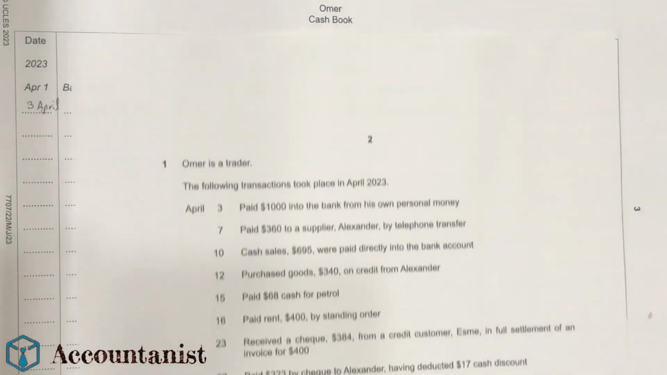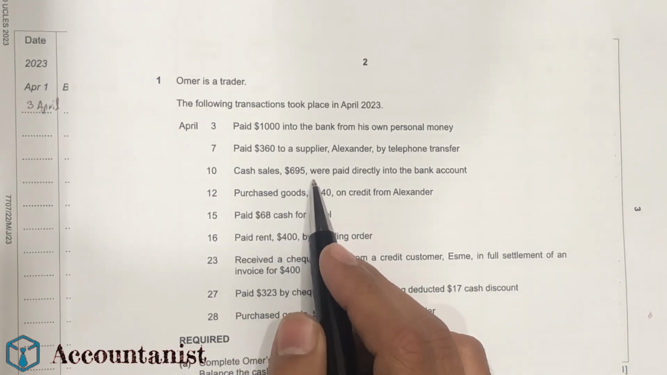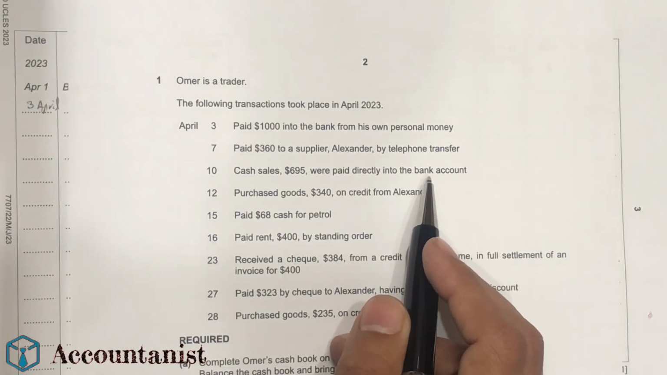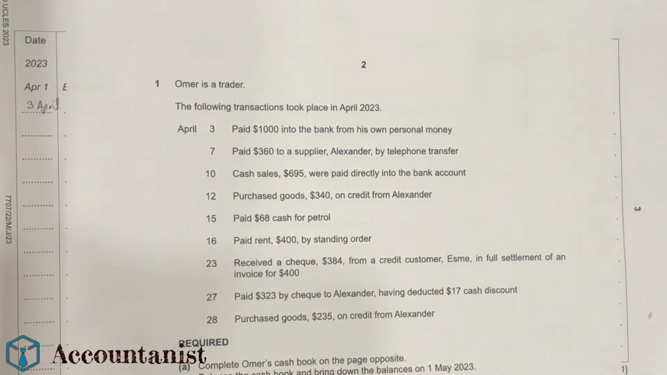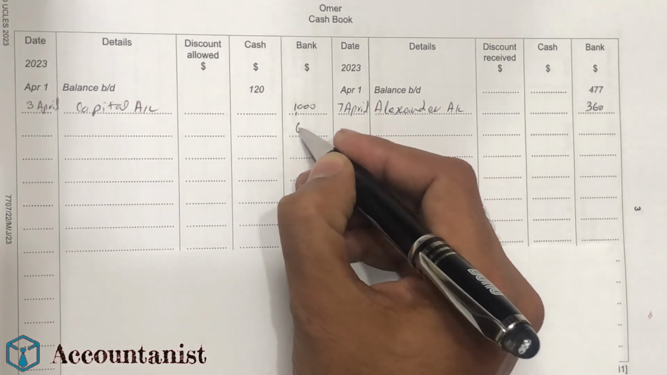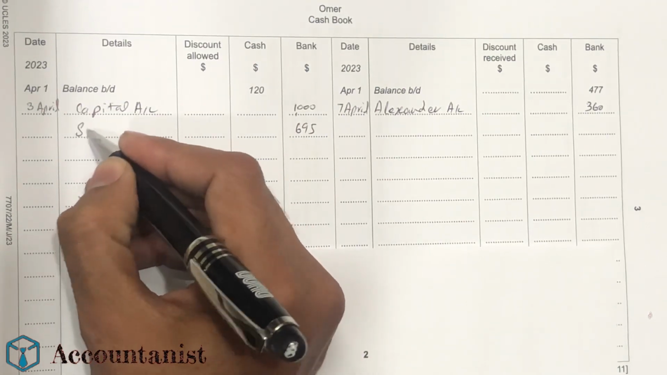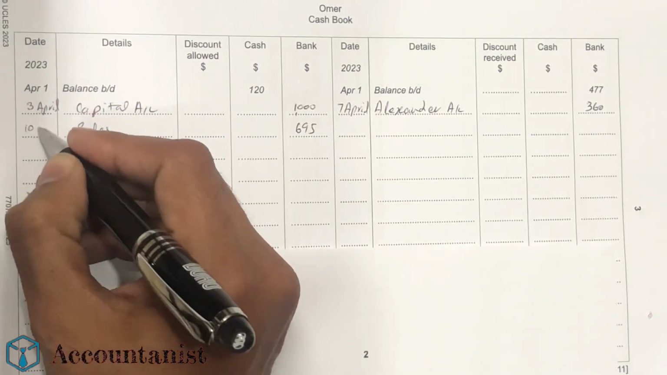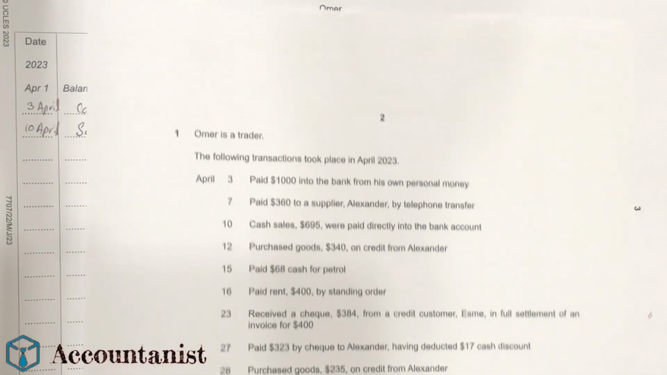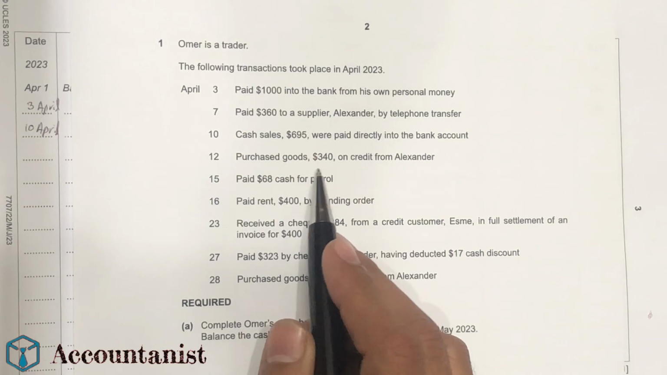That's the second entry. The third transaction says cash sales $695 were paid directly into the bank account. So the bank account balance will go up, so we'll write it on the debit side. 10th of April, $695, with the sales, and the date will be 10th of April. So that's the entry.